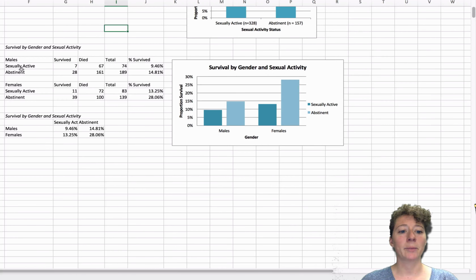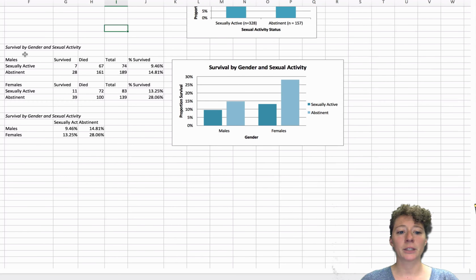Okay, so to do that, we made a larger contingency table in the tutorial. Again, we're counting how many died versus survived in each group, but now we're combining the variables into more specific groups. So how many characters were not only male, but male and sexually active? How many of those people survived? Of the males who were abstinent, how many of those people survived or died? And so we do this for all variables, looking at both levels of gender, both levels of sexual activity.